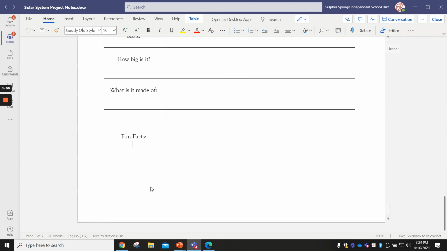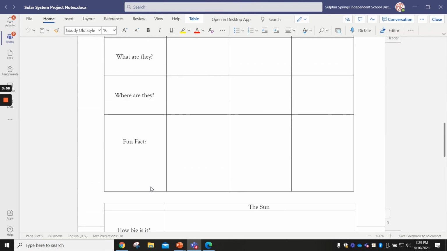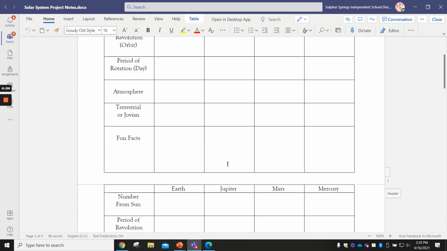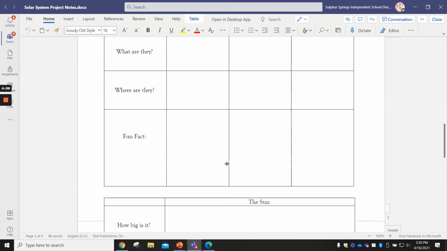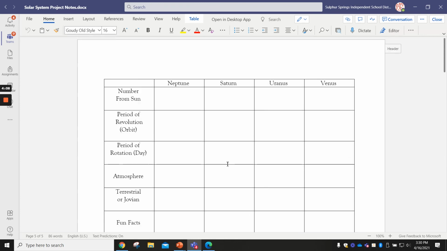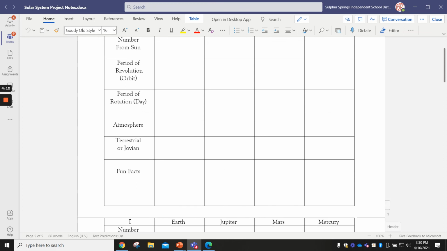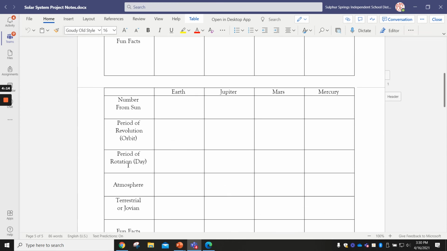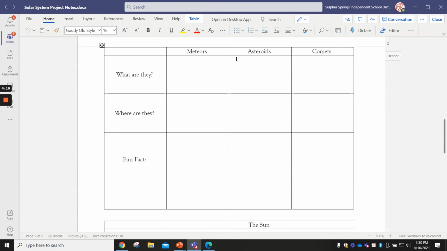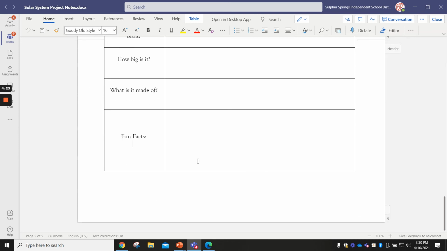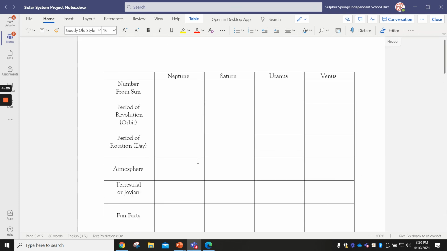Now, if you have a printer and you'd like to print this paper right here out, that would probably be super helpful for you whenever you're doing your research. If you don't, that's fine too. Just whichever one you pick, whichever planet, make sure you write these things down and find the answers. And if you pick one of these things, make sure you write these down and then find the answers to it so that you can complete your research project.